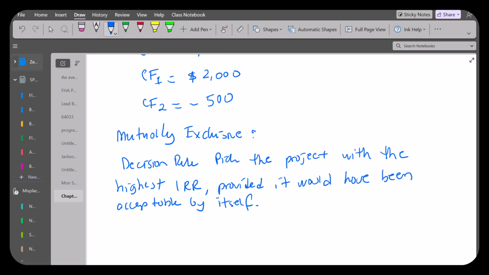That sounds nice. I have 3 projects. One of them yields 20, 15, the other is 10. My cost of capital is 8. They're all good, right? So I'm going to pick the one with the 20.